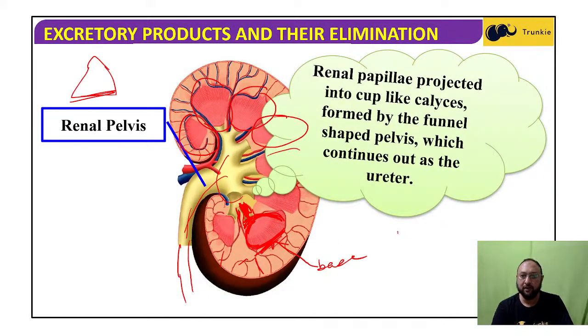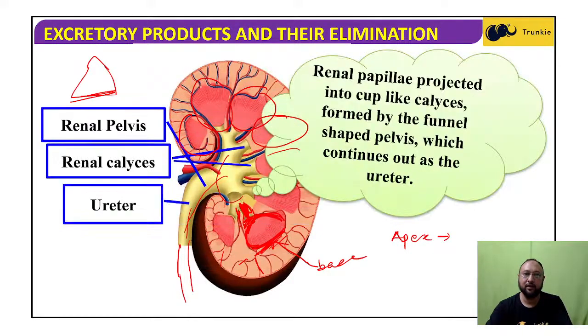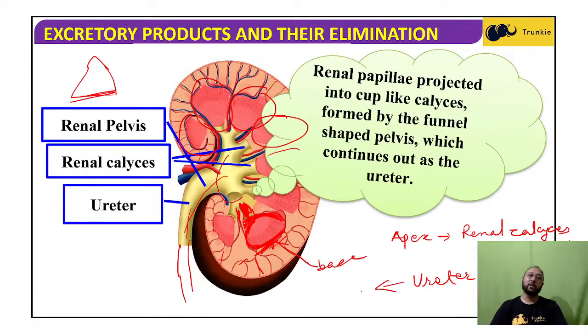What happens? The apex forms the renal calyces, then the renal pelvis, then it forms the ureter, and then it goes to the urinary bladder. So this is how it works.